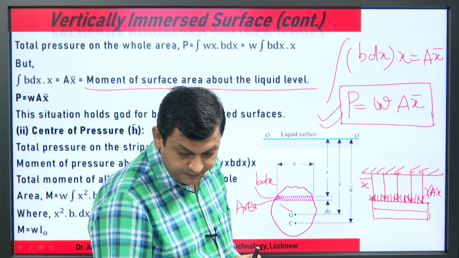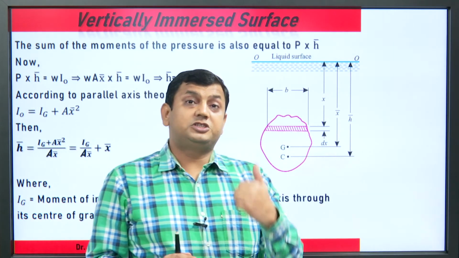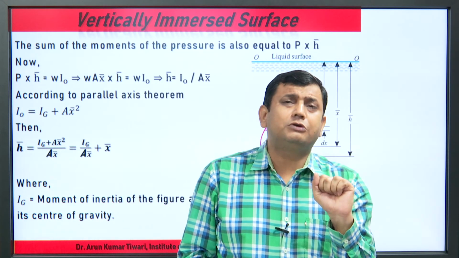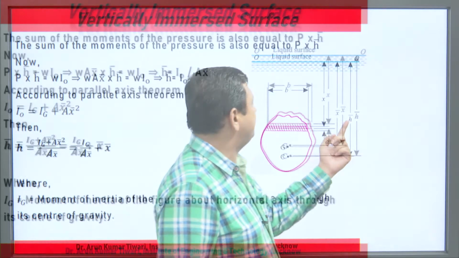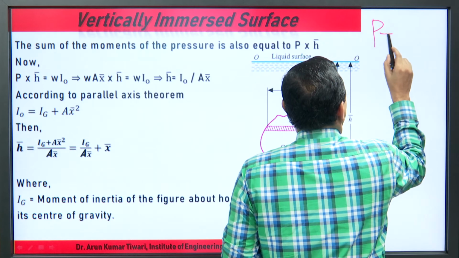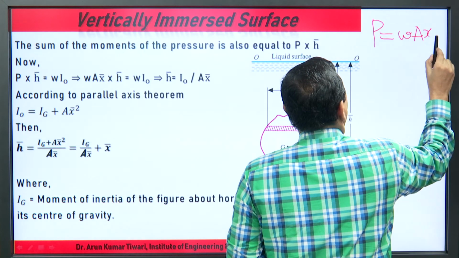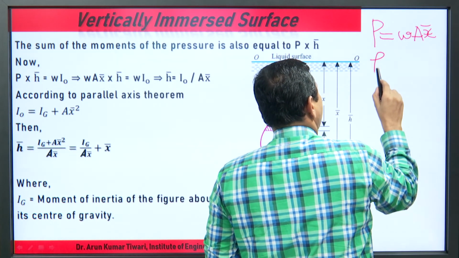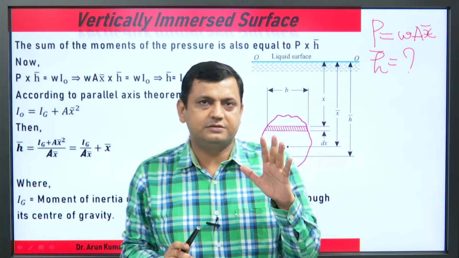In the third case, similarly, the first objective is to calculate capital P, and the second is to find the center of pressure, because at this point we have h bar. The first objective, capital P, we have already calculated: it is W A x bar. The second objective is to calculate this h bar.